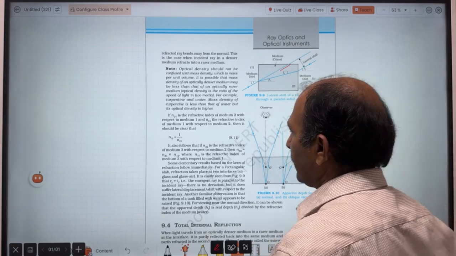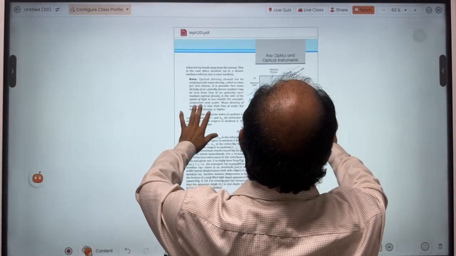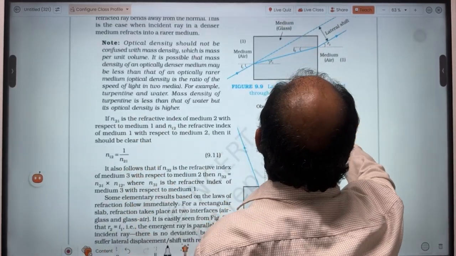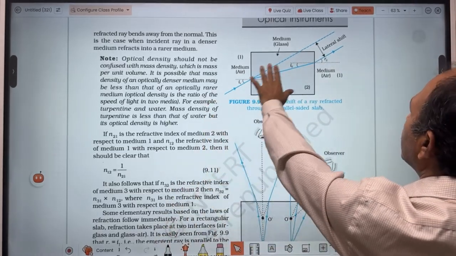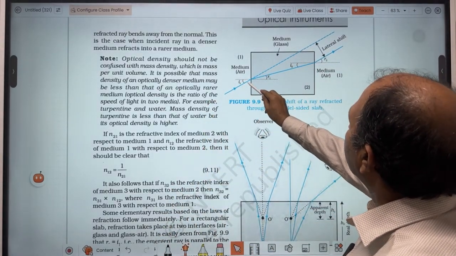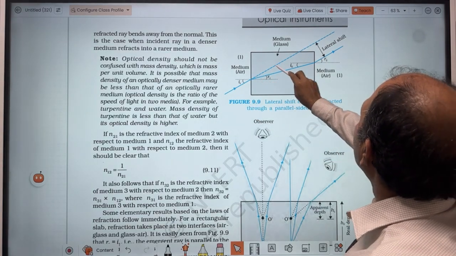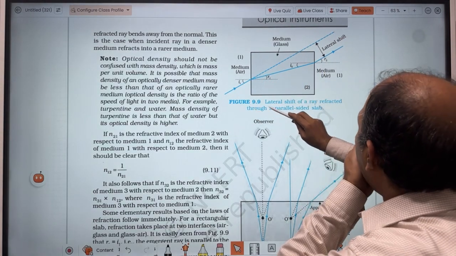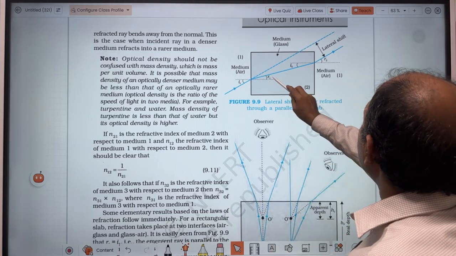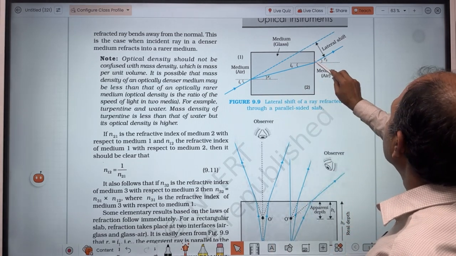But since this medium is denser, let's make it a little bigger so that things may become clearer. So here the situation is very clear. This is a glass slab in which this is the normal, this is the angle of incidence. If there is no deviation, the ray would go like this. But there is deviation, so the actual path will be like this.